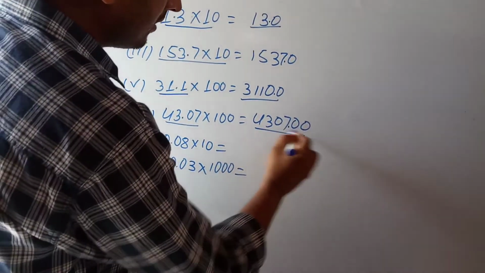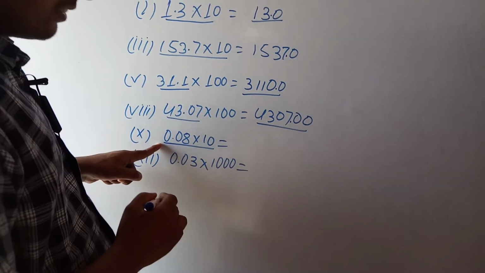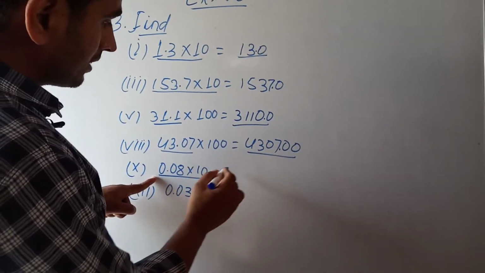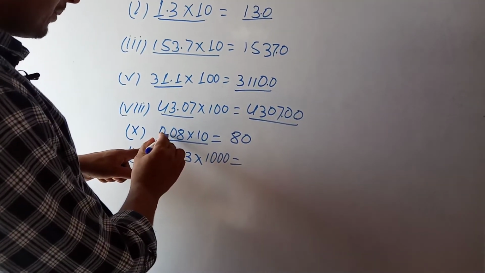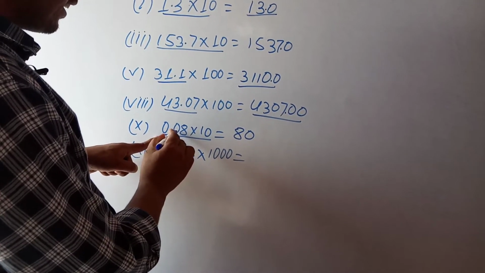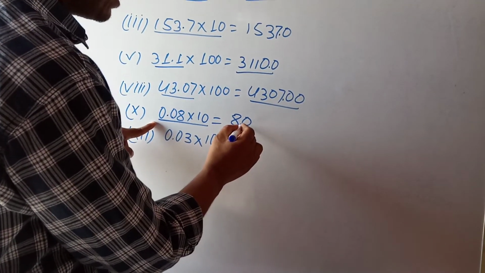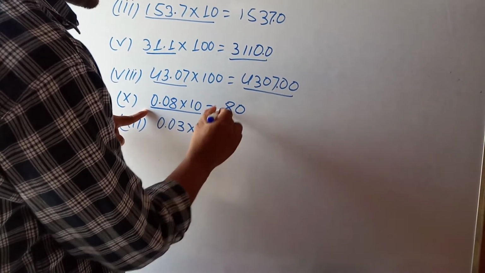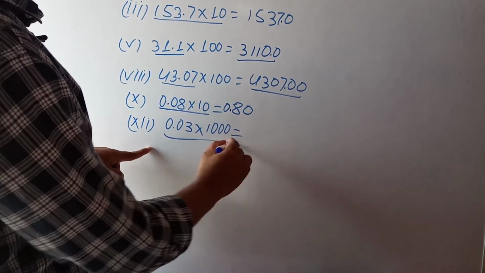Now coming to 10. 0.08 into 10. First multiply this 8 into 10. 8 into 10 means 80. Now after decimal here there are two digits, 1, 2. So put the decimal after two digits, 1, 2 and the decimal here. So 0.80.